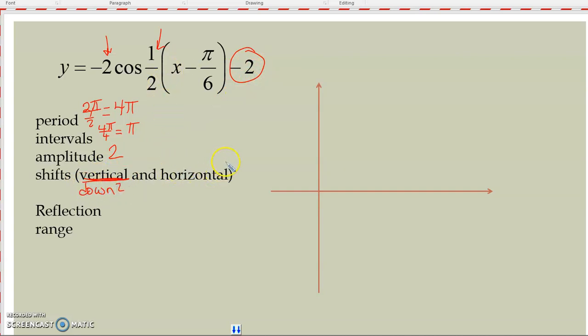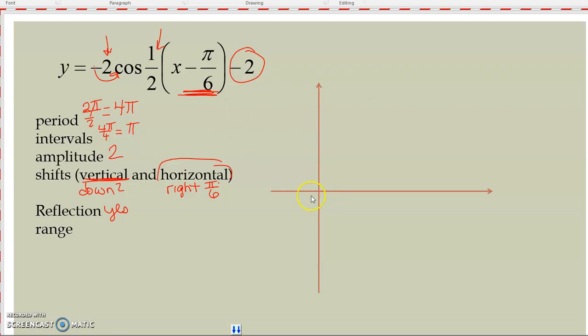All right? And we have a horizontal shift because that's our parentheses. So if we take this parentheses and put it equal to 0, we have a shift to the right. It's going to be positive pi over 6. Okay? Now, in front of the function is a negative, so we have a reflection. So we got everything going on in this problem that we could possibly have. All right? So let's just process how we need to do this.